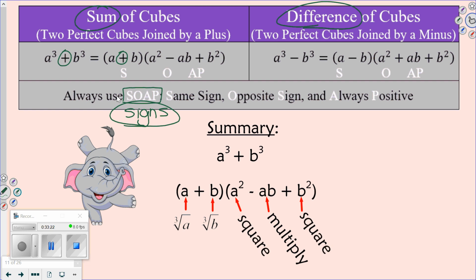Yeah? Why SOAP, not sum? Seems like same sign, opposite sign, positive.